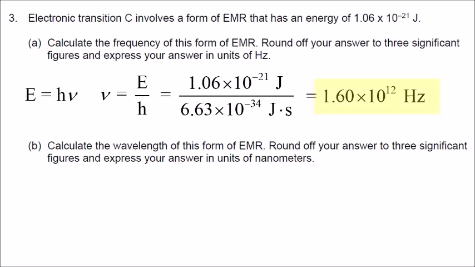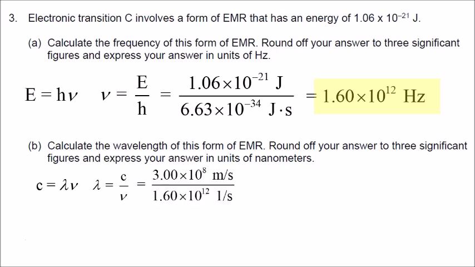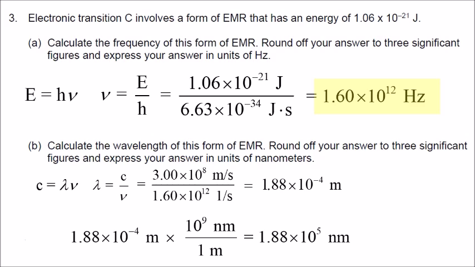We can then take that frequency, and using the speed of light equation, we can calculate the wavelength. So wavelength equals speed of light divided by the frequency, and we're going to get an answer in meters. We get 1.88 times 10 to the negative 4, but that's in meters. Let's again multiply by 10 to the 9 to convert from meters to nanometers, and our answer for the wavelength is 1.88 times 10 to the 5th nanometers.